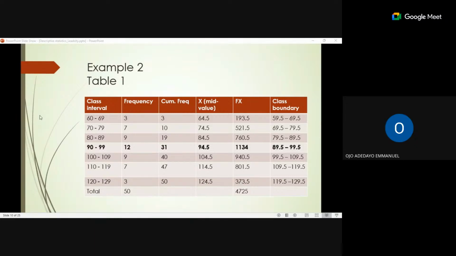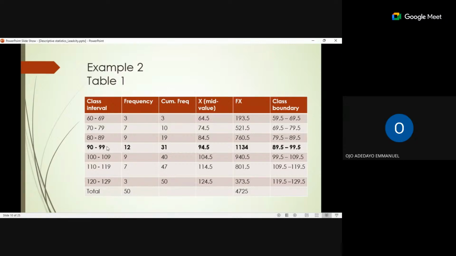So now that you have established the class boundary, now we want to go and dictate the modal class. How do you get the modal class? The modal class is the one with the highest frequency. Just come back to where you have the frequency. The highest frequency that we're having here is 12. So that means that 12 is the modal. So the modal class is 12.